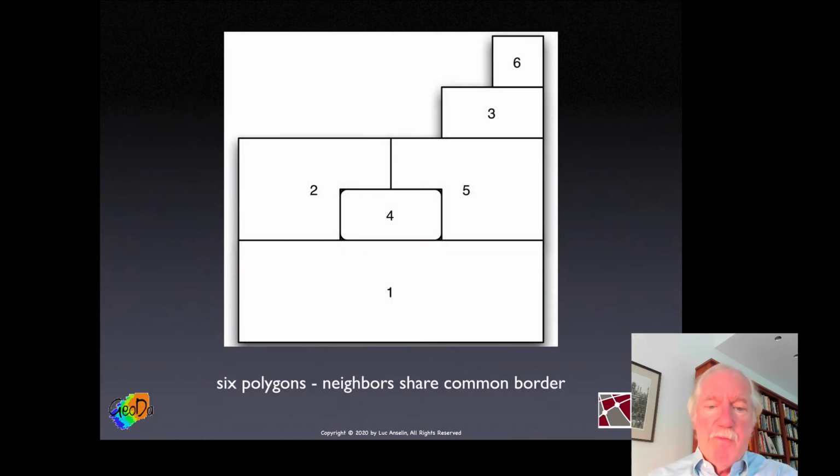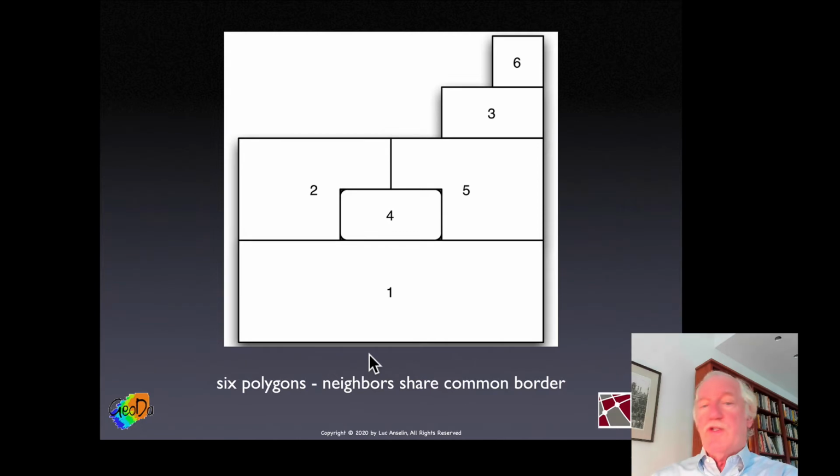So here's a little example. An arbitrary set of 6 polygons. They share borders. So polygon 1 shares a border with 2, with 4, with 5, and then 5 shares with 3, and so on. So this is our generic layout of our polygons with common borders.